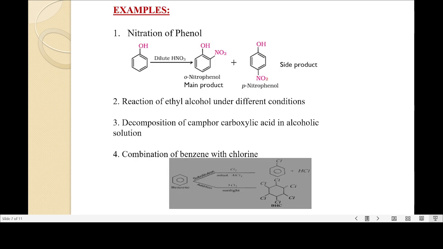These are examples of parallel reactions. The first one is nitration of phenol. We know that phenol on nitration with dilute nitric acid gives two products. One is orthonitrophenol, the other one is paranitrophenol. The orthonitrophenol is the main product and the paranitrophenol is the side product. The second example is the reaction of ethyl alcohol under different conditions. The third one is the decomposition of camphor carboxylic acid in alcoholic solution. The last one is the combination of benzene with chlorine. So benzene on halogenation gives you two different products.